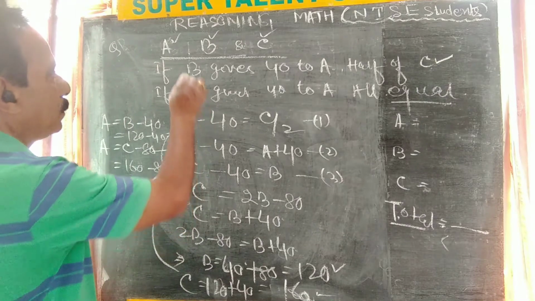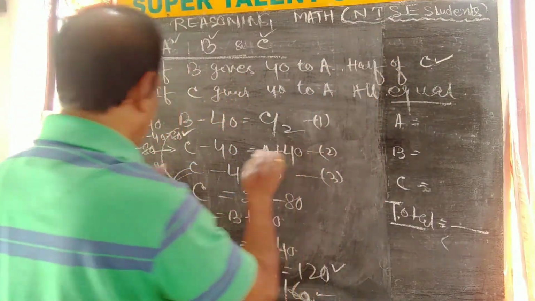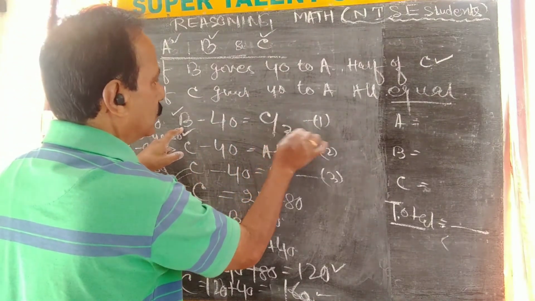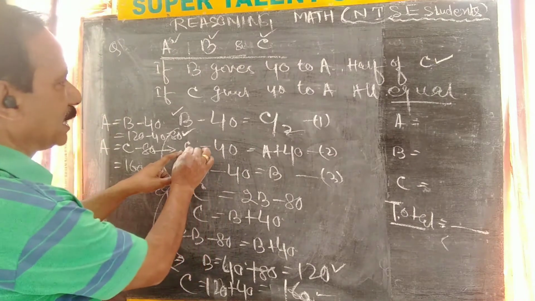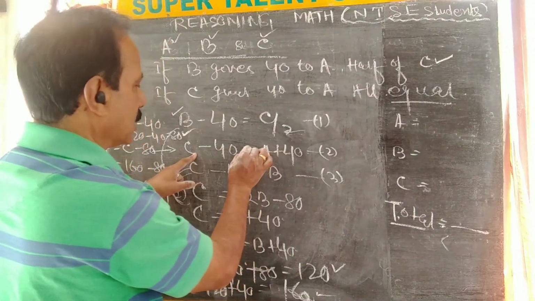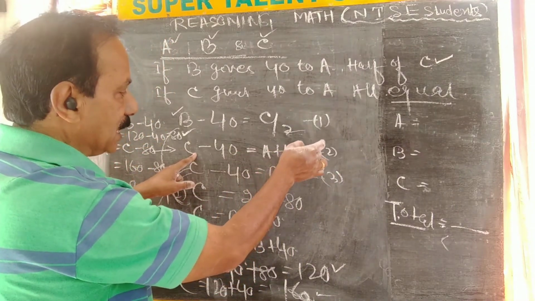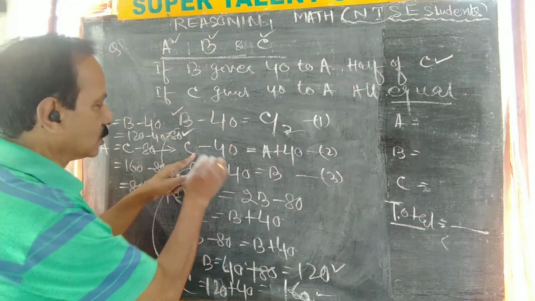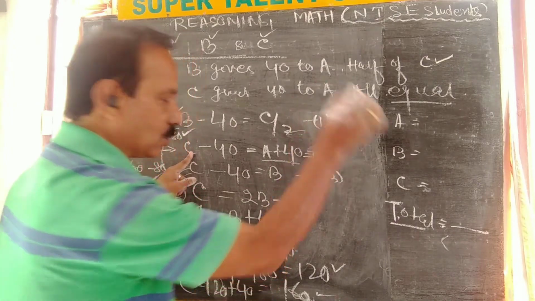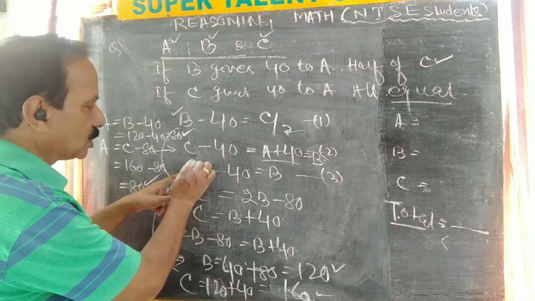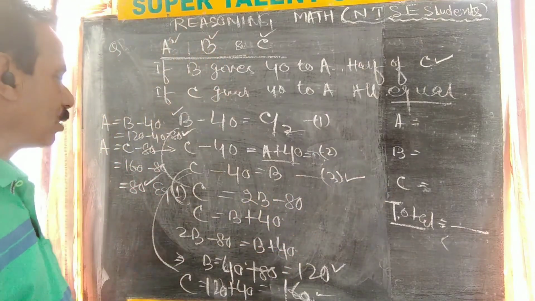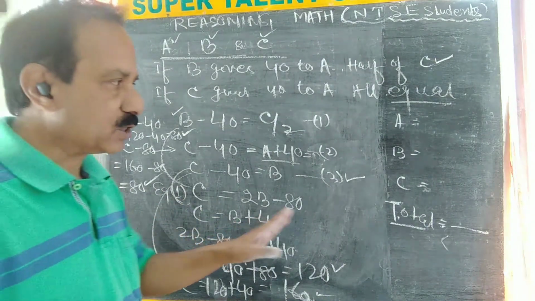Just to see: if B gives 40 to A, it will be half of C. Write the equation: B minus 40 will be half of C. Look, that is equation 1. If C gives 40 to A, C minus 40 and all will be equal. Means C minus 40 will be equal to A plus 40. What about B? B will be equal also. All equal. That means C minus 40 will be B. That's the third equation. Right? 3 equations. Now you have to find the share of each one.